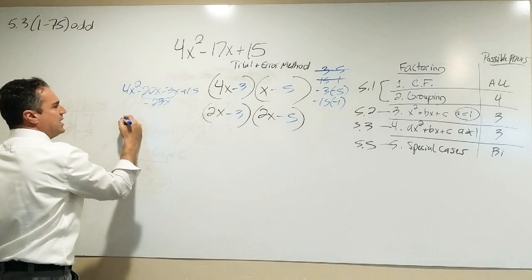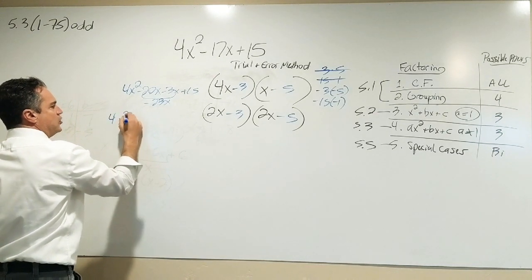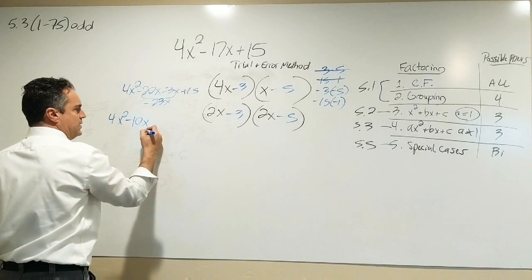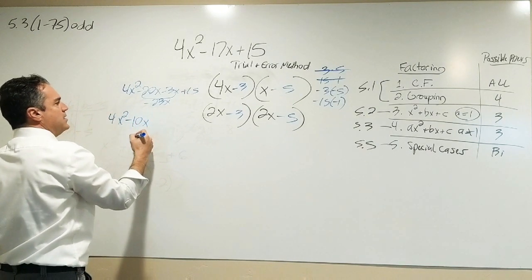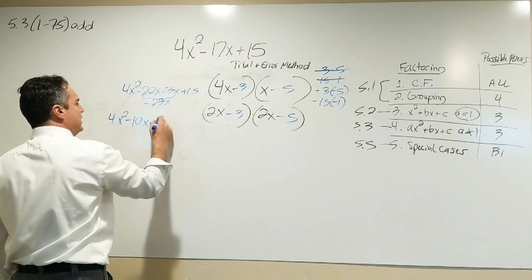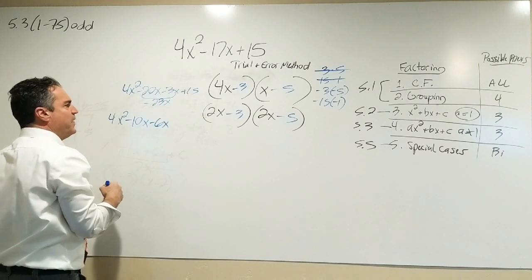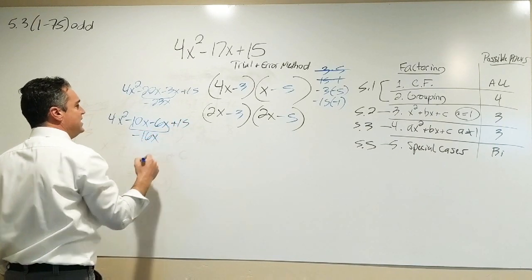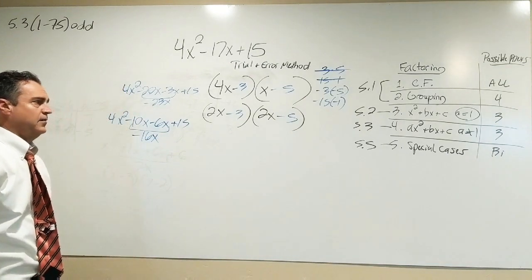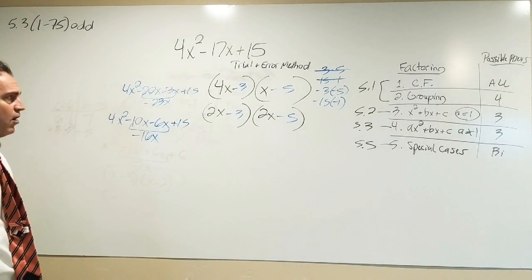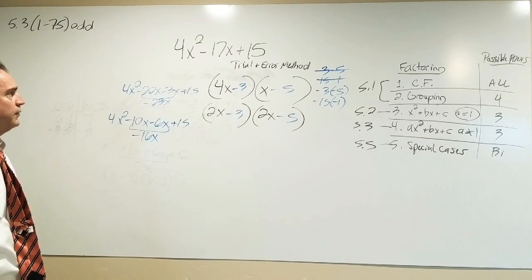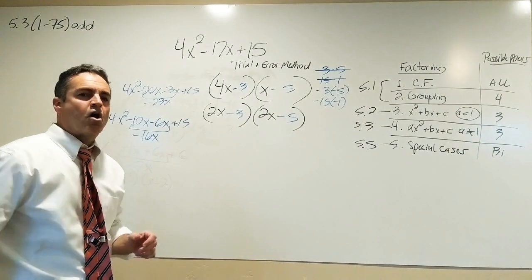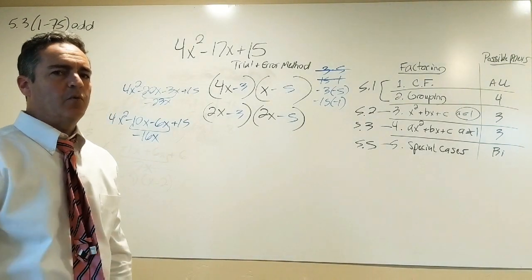Now we multiply this. 2x times 2x makes 4x squared. 2x times negative 5 makes negative 10x. Yes? Okay? And negative 3 times 2x makes negative 6x. And negative 5 times negative 3 makes positive 15. And these combine to make negative 16x. All right. Man, we are close, but not close enough. Okay, let's pause for a second. All right. So you tried both of these and they didn't work.